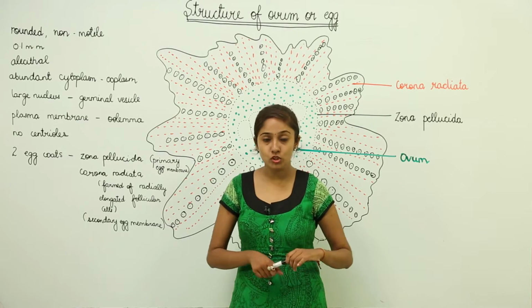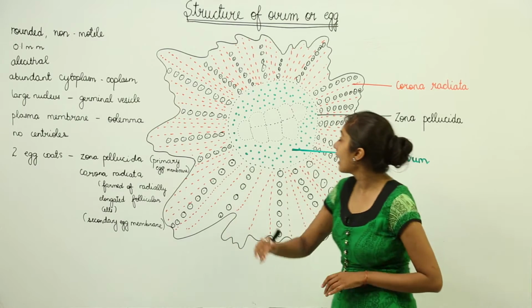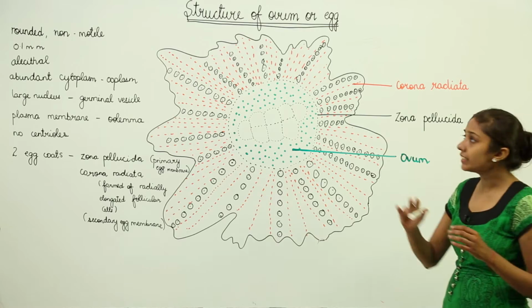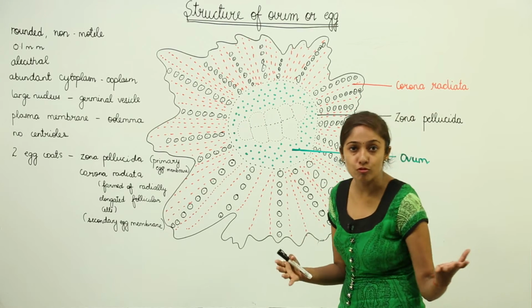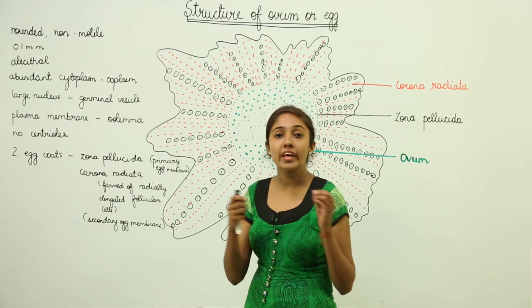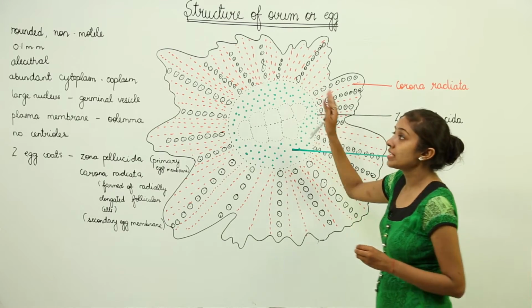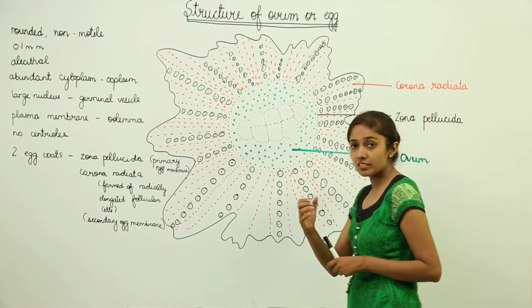Let's discuss the structure of human ovum or human egg. This is how I have drawn this for you. So it's basically rounded, non-motile. It does not move. The sperms have to reach the egg to fertilize it. So egg or the ovum is rounded or non-motile and it's larger than any other cells of the body.